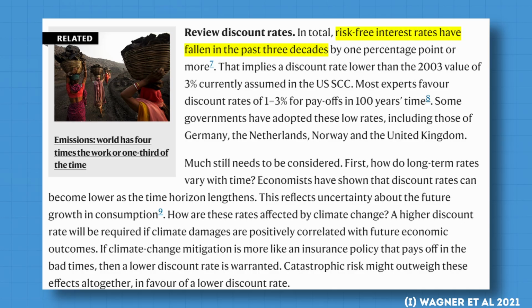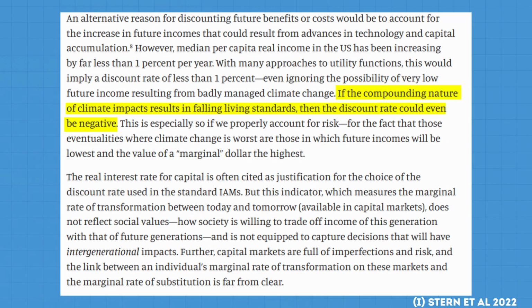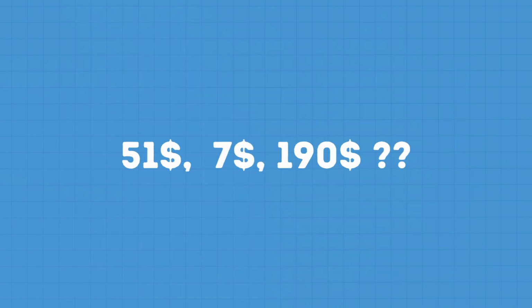These assumptions tend to be justified by looking at the interest rates. However, these have been decreasing, which warrants some updating in what rates should be used. Some even argue it shouldn't even be positive and can be negative if living standards fall. So why were the actual social costs of carbons different? Well, there can be large differences in the social cost of carbon when different models are used with different assumptions, such as different damages and different discount rates.